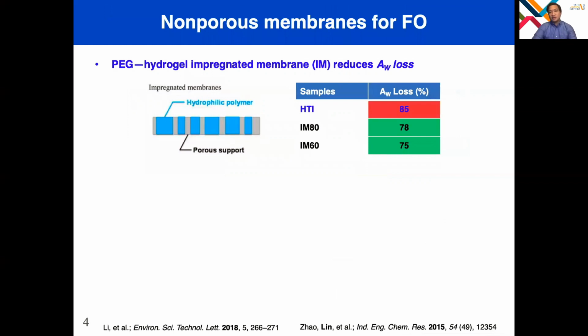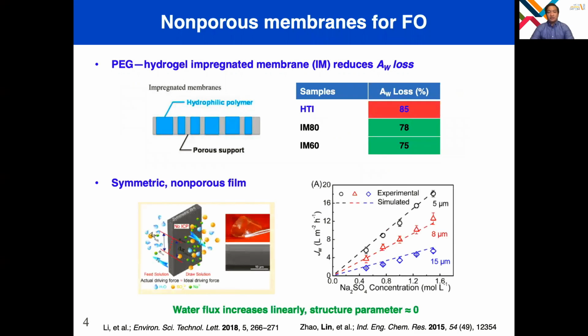In our previous study, we have demonstrated that non-porous membrane like polyethylene glycol hydrogel impregnated membrane can reduce water permeance loss during FO down to about 75%. In addition to that, symmetric non-porous membrane has been prepared and illustrated in the literature, showing that this membrane configuration is also not susceptible to ICP.